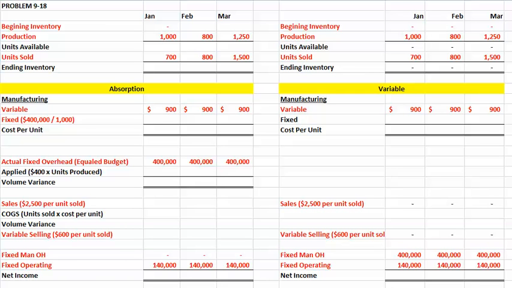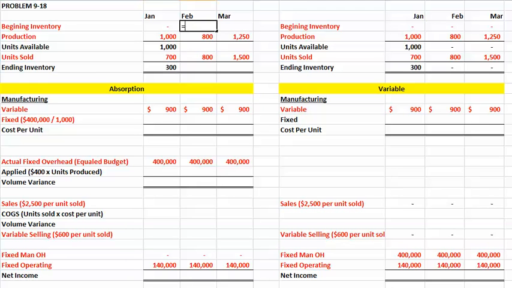We're told that we have beginning inventory of 0 units. We produced 1,000 units, so goods available is 1,000 plus 0, is 1,000 available. If we sold 700, our ending inventory then is 1,000 minus 700, which is 300 units. And that's the same under both absorption and variable costing.